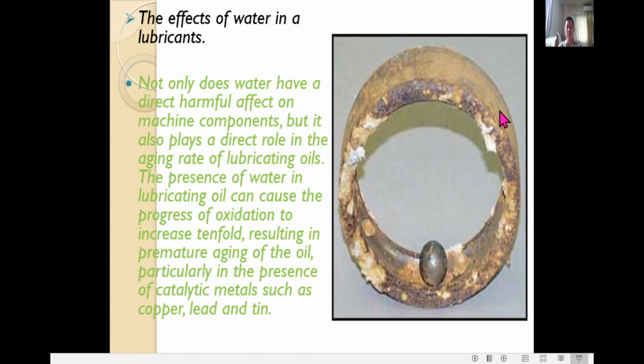So as you can see here, the effect of water in your bearings. If there is water, the effect here is corrosion. So if there is corrosion, your bearings will be stuck, will be broken, and your machine will be broken. So that is the effect of contamination of water to the lubricants.